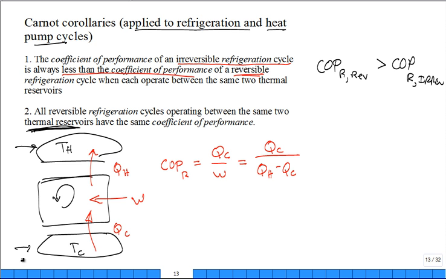So if I'm trying to pump heat from, let's say, 300 Kelvin to 320 Kelvin, that's a lot easier than trying to pump it from 300 Kelvin to 500 Kelvin. That's a lot harder. It's going to be a lot lower magnitude on the best you can do, because it's a lot more significant delta T.